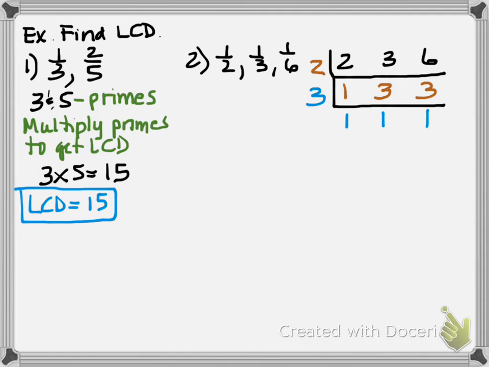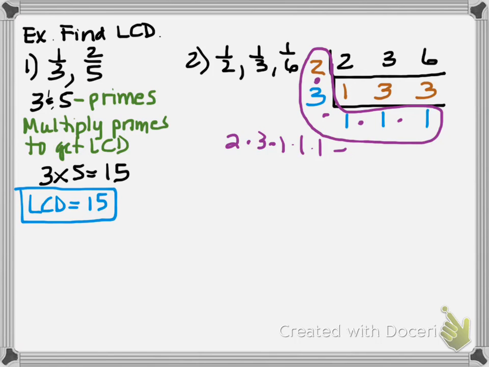So you are done with this process if all the numbers end up being 1, like in this case, or there are no 2 values at the bottom that have a factor in common other than 1. So we're not done yet. What we're going to do is take all these numbers that are outside the factor ladder and we're going to multiply them together. So we get 2 times 3 times 1 times 1 times 1 equals 6. That is your LCD.